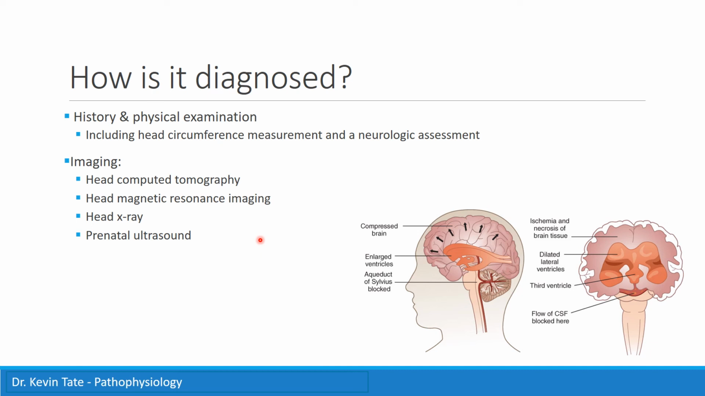Some additional tests that we can do in the clinic to help diagnose this are a head CT scan, a head MRI, and a head X-ray. All of these are likely to show the swelling of the brain or the increased cerebrospinal fluid pressure. Now, to take advantage of technology, we're going to look for this prenatally, looking for a fetus that has a larger than normal head, what we would expect.